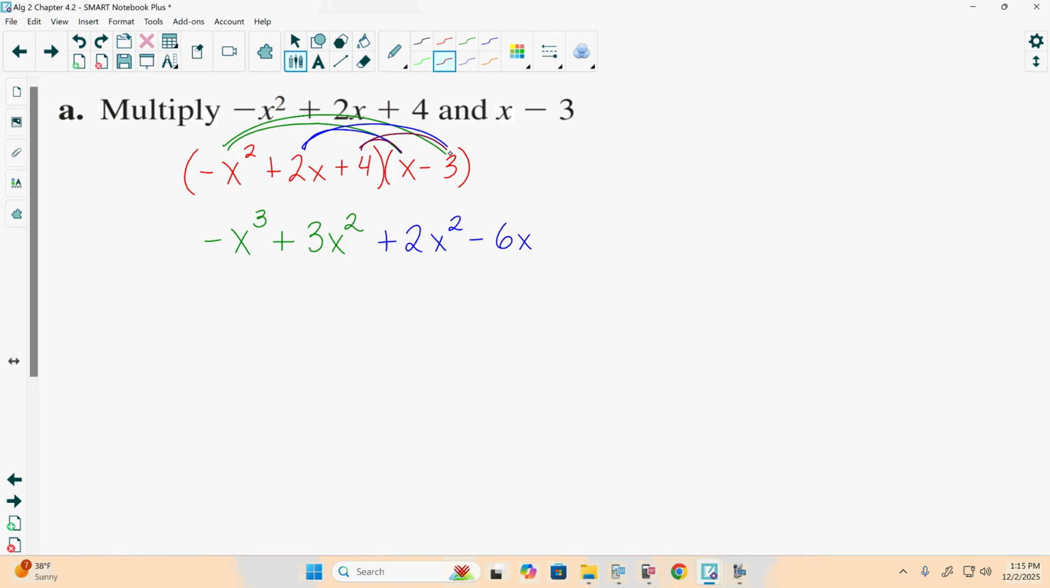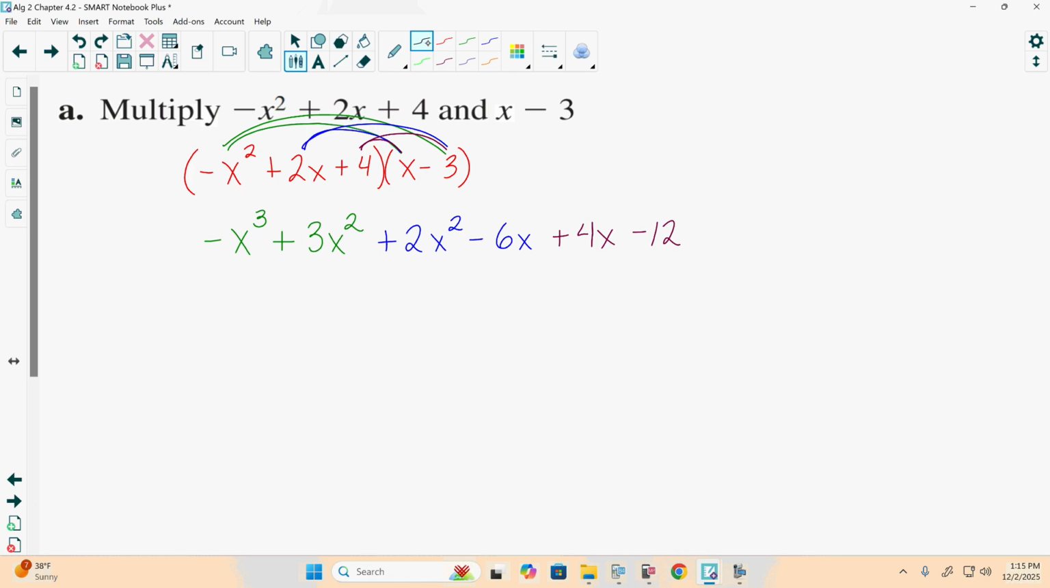And lastly, we're going to do the same thing with 4. Positive 4 times x is going to be plus 4x. And 4 times negative 3 would be negative 12.